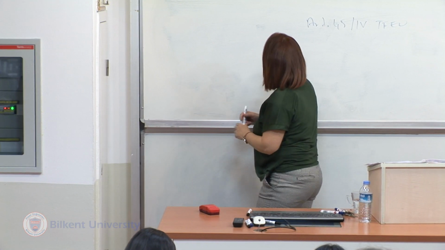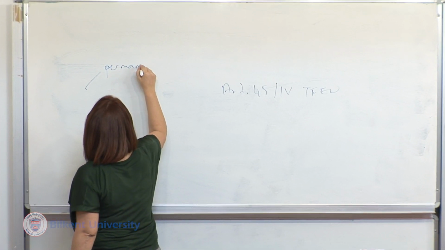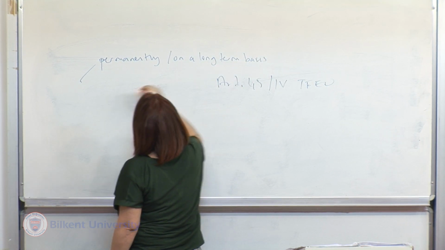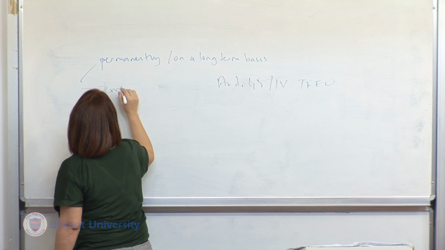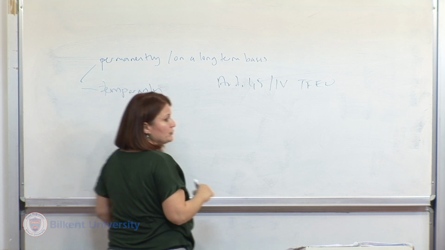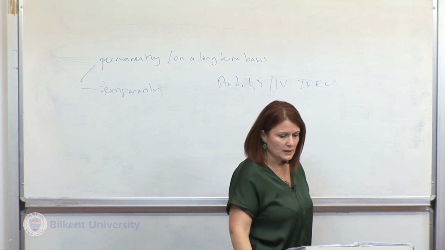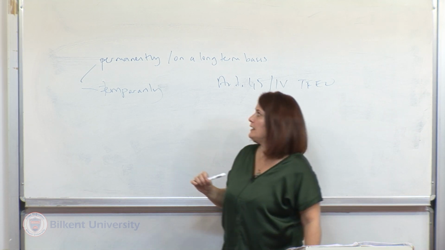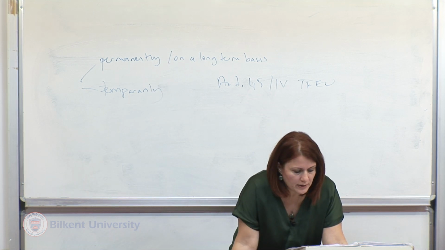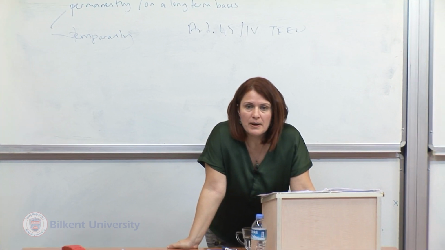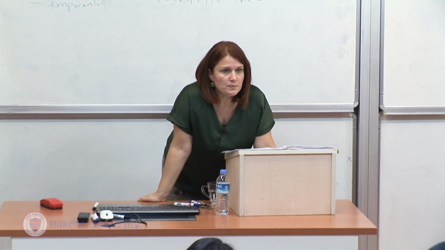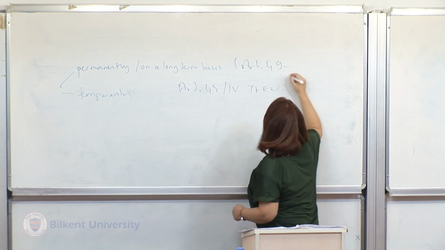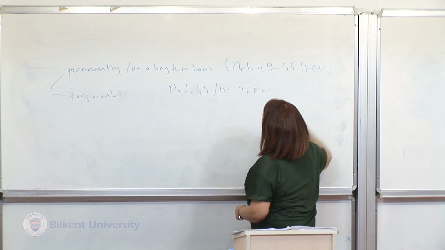permanently or on a long-term basis or temporarily. If a self-employed moves to another member state to establish permanently or on a long-term basis, we will be speaking about right of establishment, which is provided under Article 49 to 55 of the Treaty on the Functioning of the European Union.